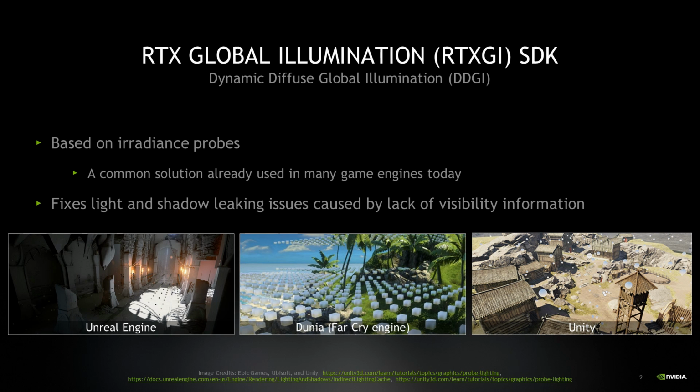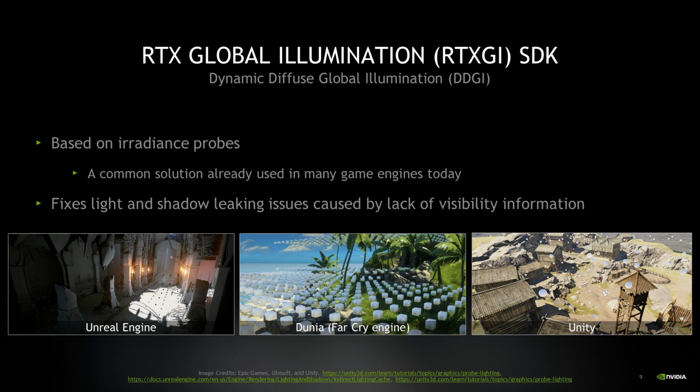With the first release of the SDK, we're providing our implementation of the Dynamic Diffuse Global Illumination algorithm, or DDGI for short, that I mentioned earlier. To refresh your memory, the DDGI algorithm is based on irradiance probes. Irradiance probes have been around since 1998 and are supported by most game engines today. In a nutshell, you fill the 3D world with small probes that measure and store diffuse GI. Until now, the lighting stored in these probes has typically been pre-computed offline and then sampled at runtime.